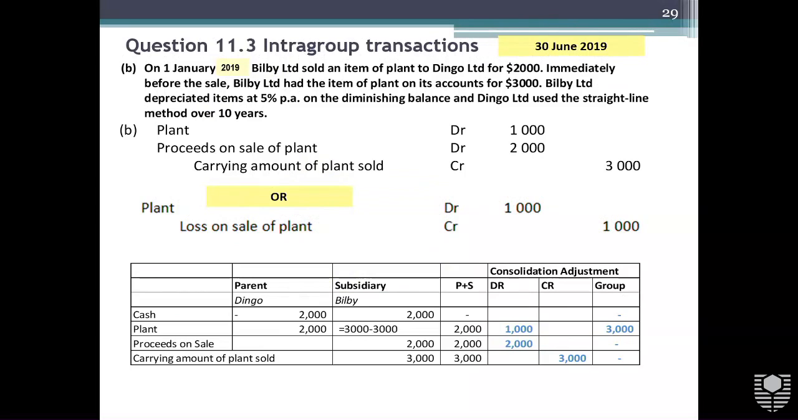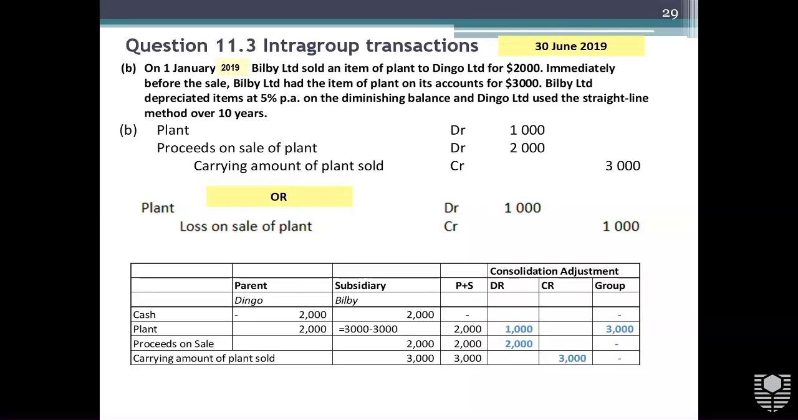On the 1st of January, Bilby sold an item of plant to Dingo for 2,000. Immediately before the sale, Bilby had the item of plant in its accounts of 3,000. So selling it for a reduced price. So we need to account for the depreciation on that one. So Bilby depreciates at 5% per annum on the diminishing balance, and Dingo uses a straight line method over 10 years.